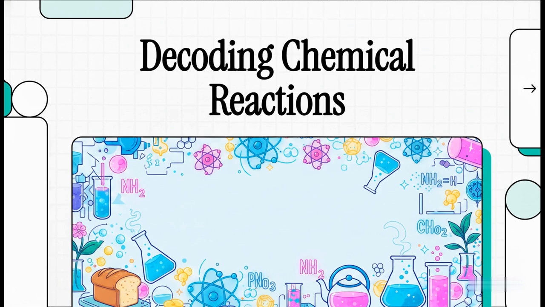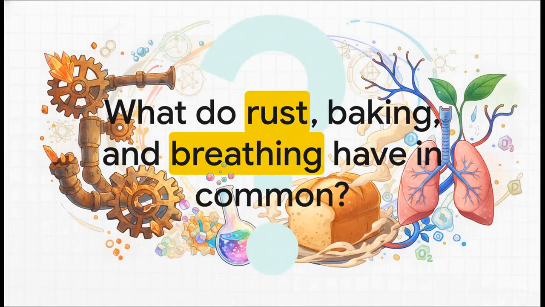So let's start with a little question. I mean, seriously, what could a rusty nail, a delicious birthday cake, and taking a breath possibly have in common? They seem totally different, right? Well, in the language of chemistry, they're all telling the exact same kind of story. It's a story about transformation, where the basic ingredients of stuff just rearrange themselves to become something brand new.